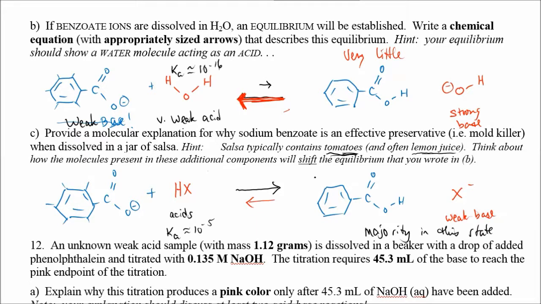which is important because this benzoic acid is what kills the microorganisms, kills mold. The benzoate is useless, but the benzoic acid keeps your salsa mold free. And the reason it works in this environment is because the weak acids will lower the pH, providing H plus ions to the benzoate bases, creating the benzoic acid, shifting the equilibrium to the right. This is how it works.